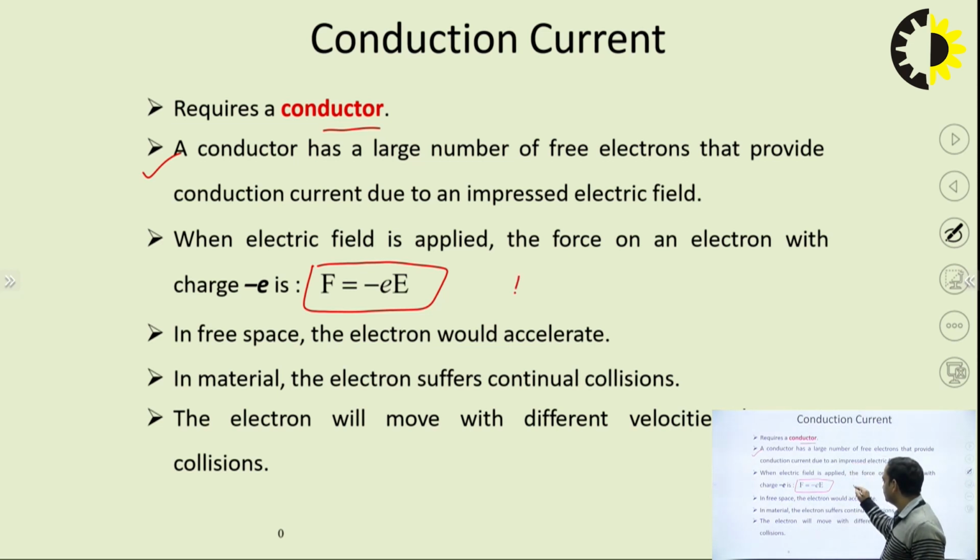electric field will be there, and in that case the force exerted on one particular charge is equal to Q into E, since the electric field is nothing but F upon Q. So when we talk about the force on an electron, in place of Q we write minus e, the electron charge. So F is equal to minus e into E.